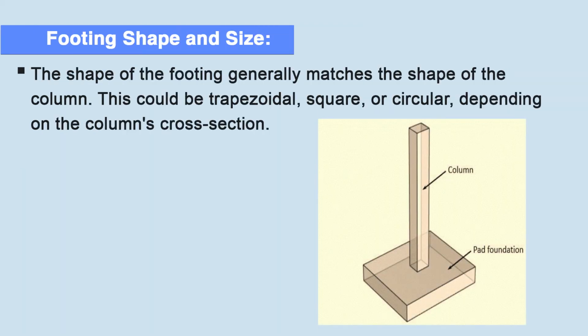Its key features include: first is footing shape and size. The shape of the footing generally matches the shape of the column. This could be rectangular, square or circular depending on the column's cross section. The objective is to ensure equal projection on all the sides of the column, which means the footing's base area is symmetrical relative to the column's footprint.